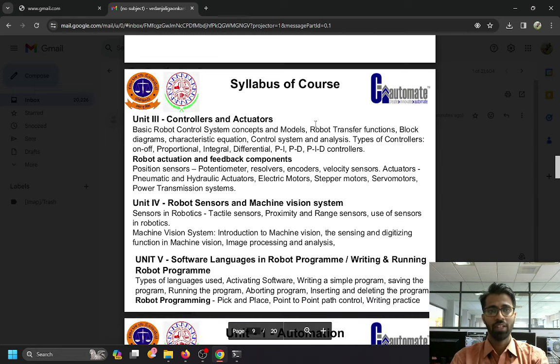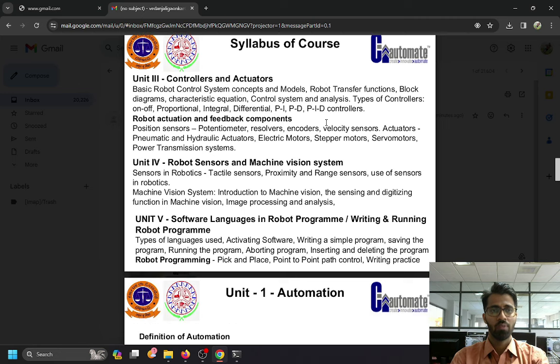Unit 3, controls and actuators. Here we cover basic robot control systems, concepts and models, robot transfer functions, block diagrams, characteristics, equations, control system analysis, types of controllers: on-off, proportional, integral and derivative, PID, PI controllers; robot actuation and feedback components, position sensors, potentiometers, resolvers, encoders, velocity sensors, actuators, pneumatic and hydraulic actuators, electrical motors, stepper motors, servo motors, power transmission systems.